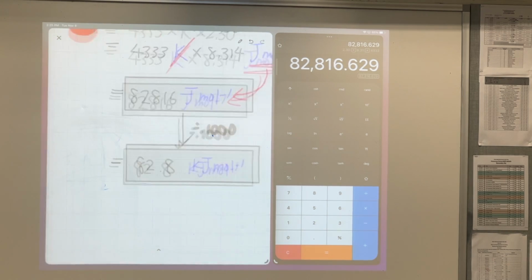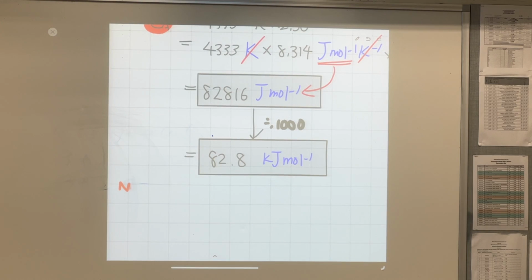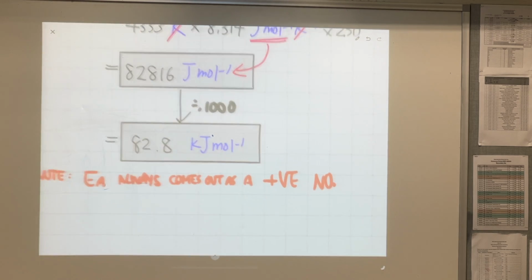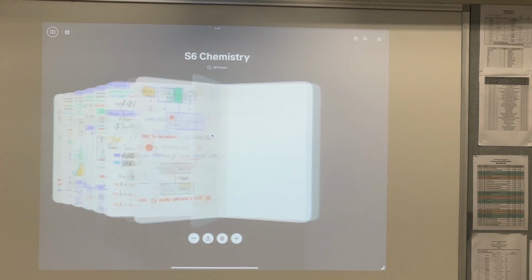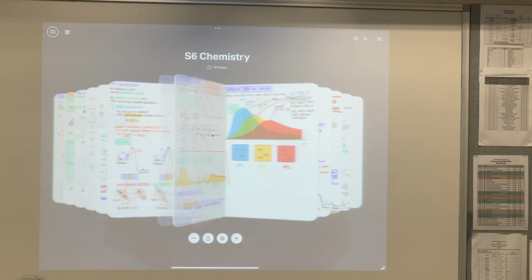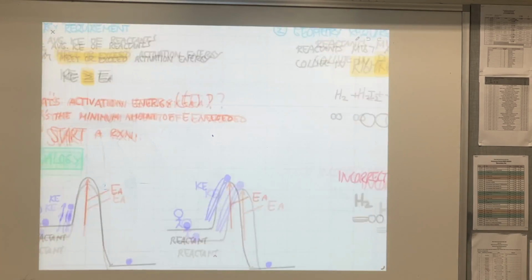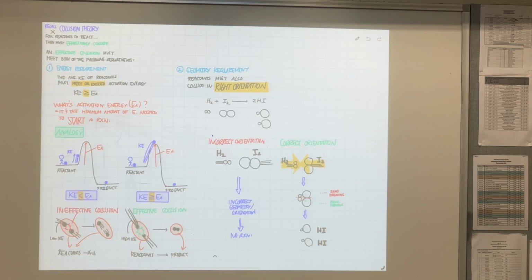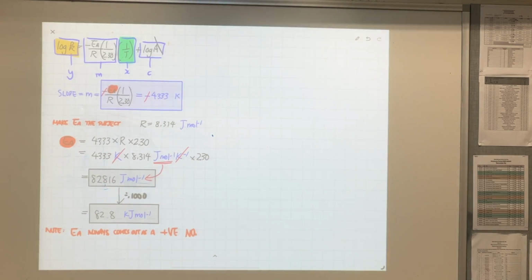So can you put down a very important point on the side? So note, EA always comes out as a positive number, because what's the definition of activation energy? It's the minimum amount of energy needed to start a reaction, right? Do you remember? Yes. So it's the minimum amount of energy needed to start a reaction. Because you need to put in energy to break bonds, energy must be required. This is why it has to be positive.